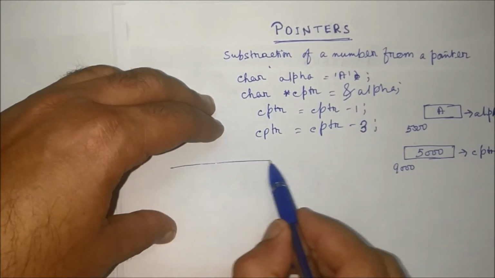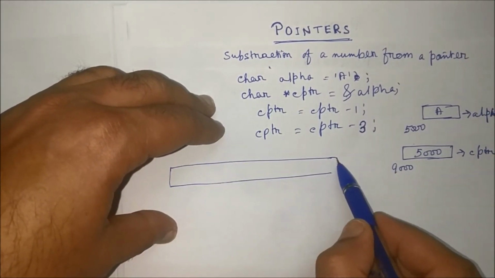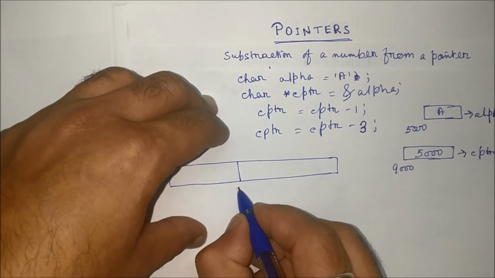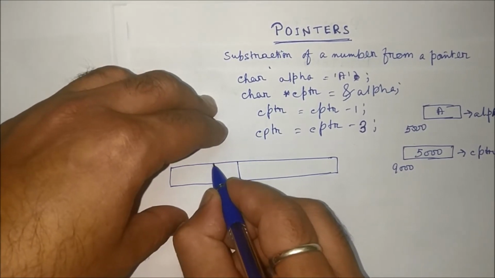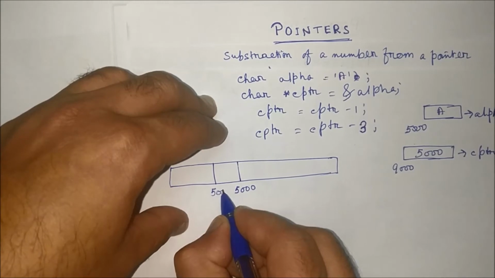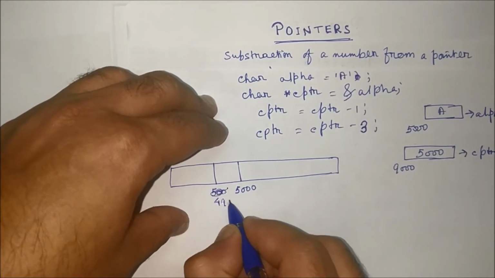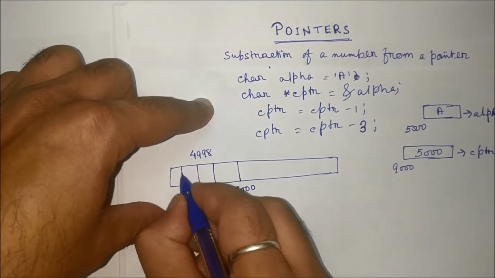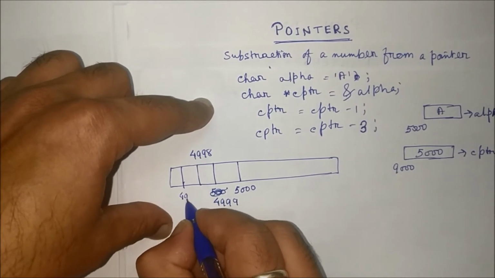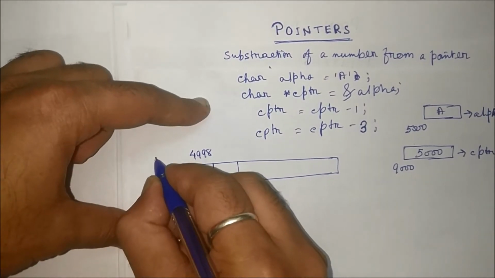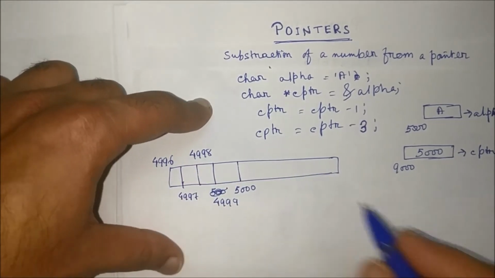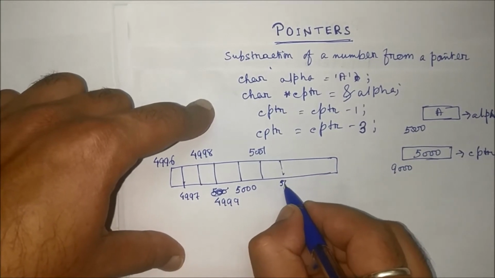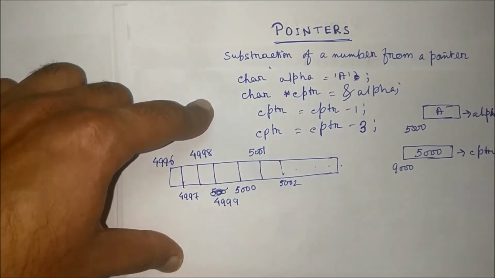If you think about the consecutive memory space where we are storing the character variable, suppose this is starting at 5000, so this will be 5000, this will be 4999, 4998, 4997, and this will be 4996. Similarly it will be 5001, 5002, and it will go on.